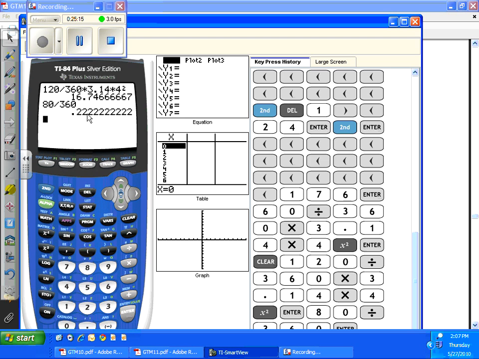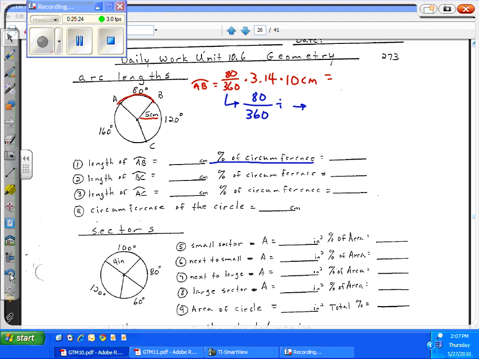Move your decimal 2 places. 22. You have a repeating 2, so you put it over 9. 22 and 2/9%. Okay. So there's some arc lengths. You can keep that going.